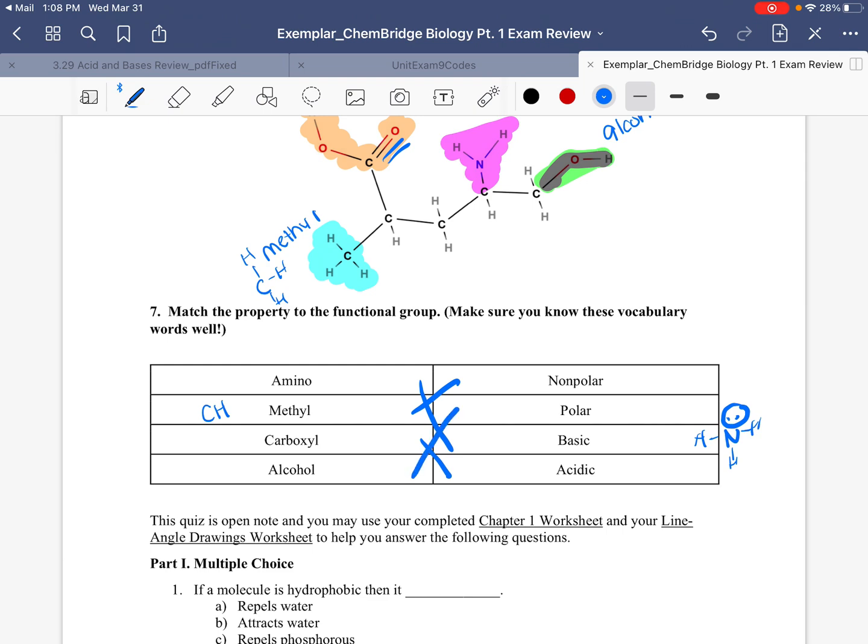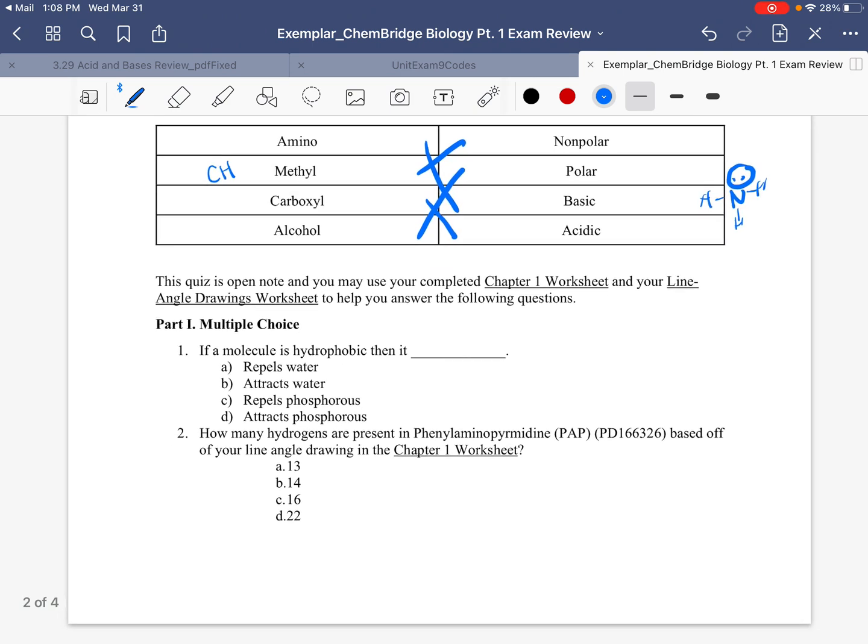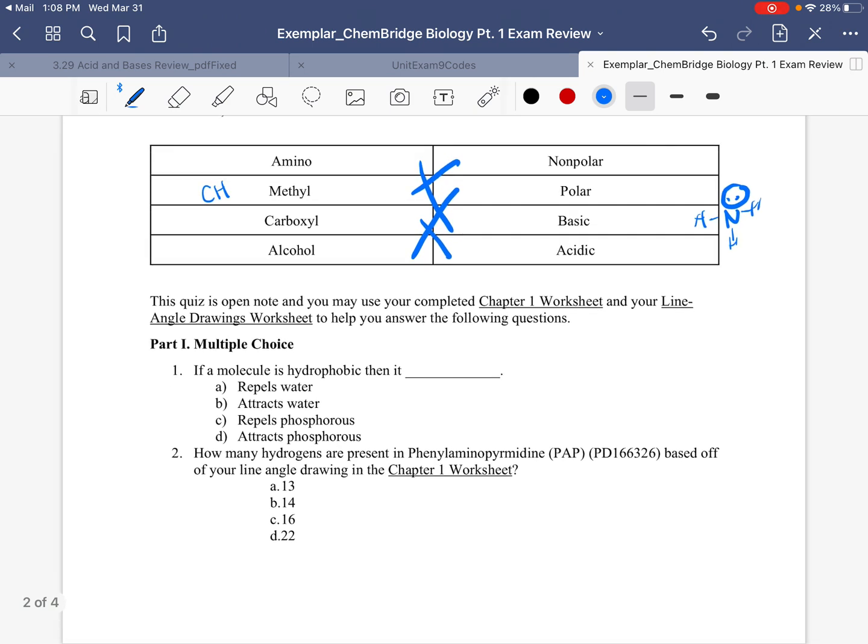So again, just go back and study those vocabulary. It'll help you a lot. If a molecule is hydrophobic, we know that hydrophobic repels water. It does not attract, and it has absolutely nothing to do with phosphorus. So it repels water.